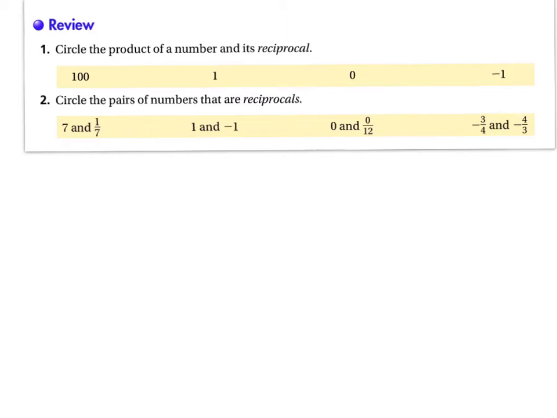And review. Now, a reciprocal of a number is what you can multiply it by to get the product of 1. So the product, the answer of a number and its reciprocal is 1. Looking at question 2, which one of these, when multiplied together, would equal 1? This one would, and there's one other one. This one would.